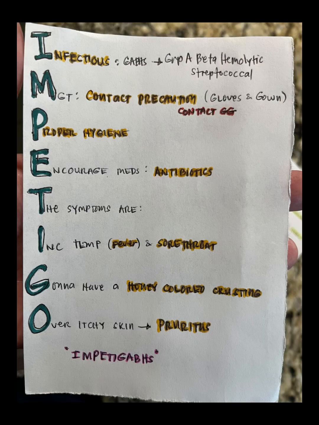Okay, next on the list, we have impetigo. Sa impetigo, there is an infectious GABHS. That's the cause of this skin disease. Group A, beta hemolytic streptococcal. So para hindi makalimutan ang cause ng infection for impetigo, it's gonna be empithegubs. Group A, beta hemolytic streptococcal infection.